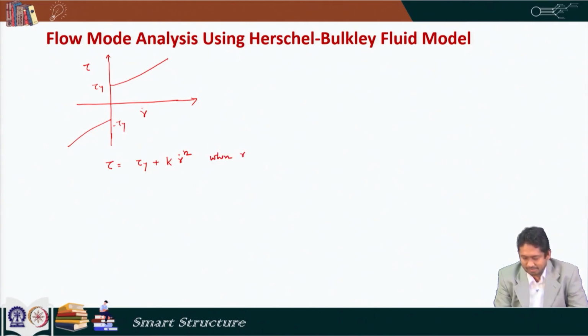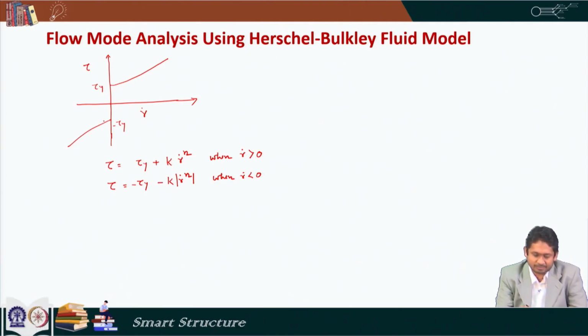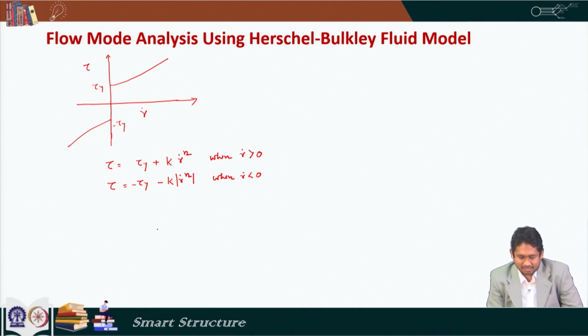when our gamma dot is greater than 0, which means this part of the graph, the upper, positive part of the graph. And then we have tau equal to minus tau y plus k gamma dot to the power n, and this is when our gamma dot is negative. Now, here we have to be careful. So, it is better that we put a mod sign here and put a negative sign here. So, that makes the graph at the negative side the same as the graph at the positive side.